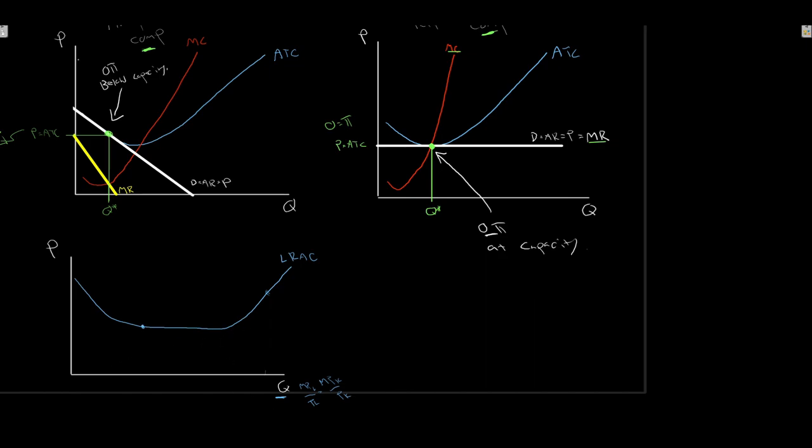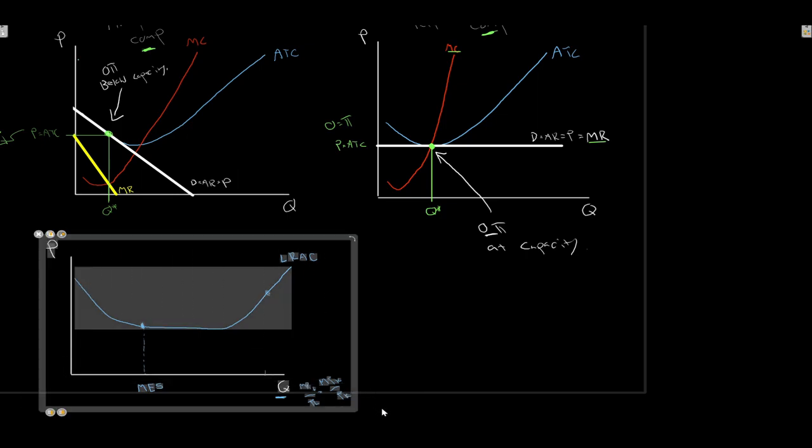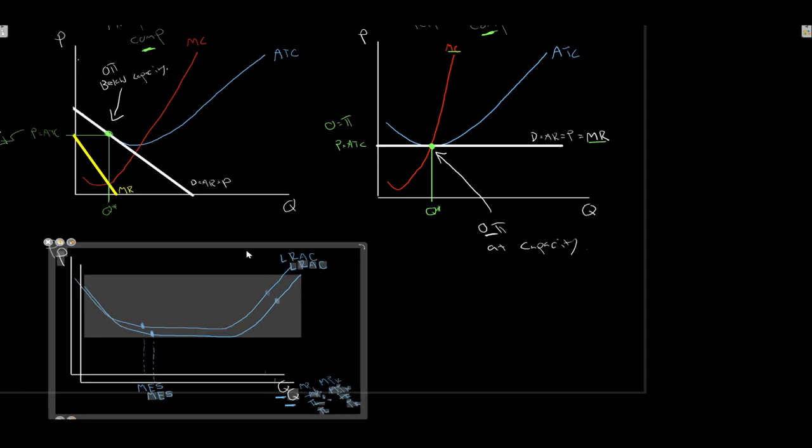Where we hit this flat stretch, this here is our minimum efficient scale. Okay, so we have our curves. What I'm going to do is just cheat here. I'm going to copy this guy and paste it.